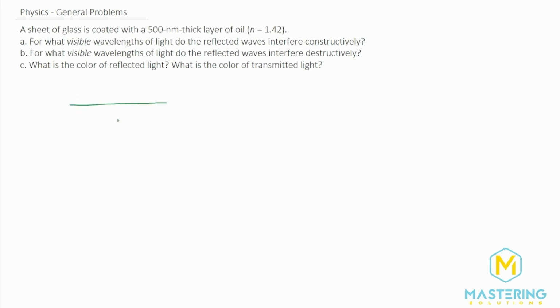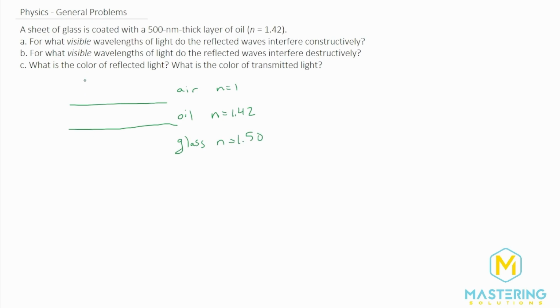This is a thin film question, of course. And so we have our air up here because it says a thick layer of oil on a sheet of glass. So the air on the top has an n of 1, of course, and then the oil sitting on top of it, they tell us the n is 1.42. Down here is the glass, and glass has an n of 1.50.